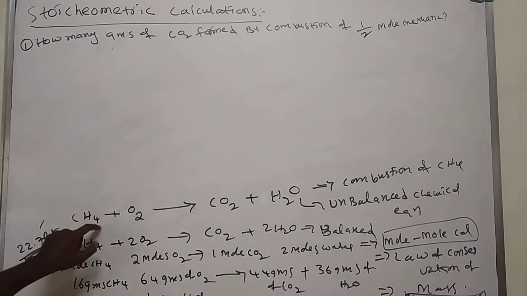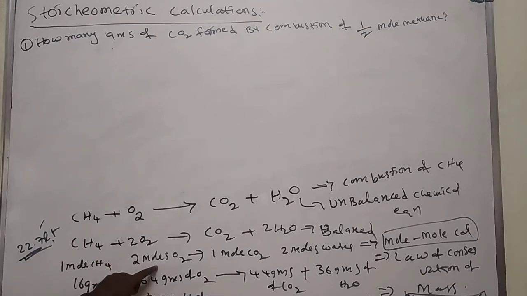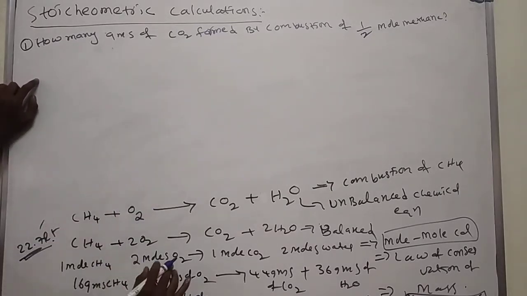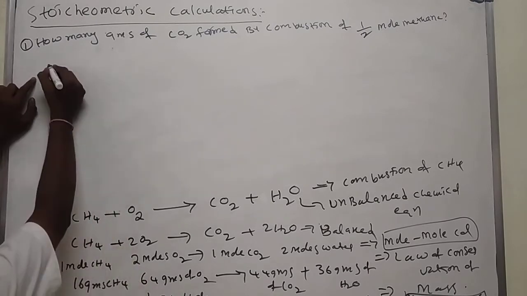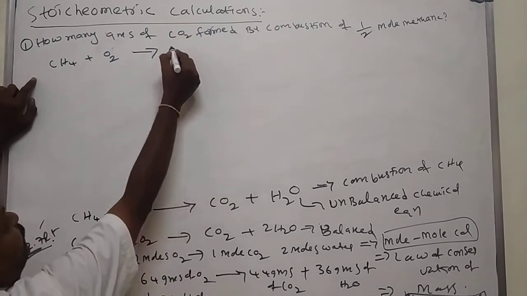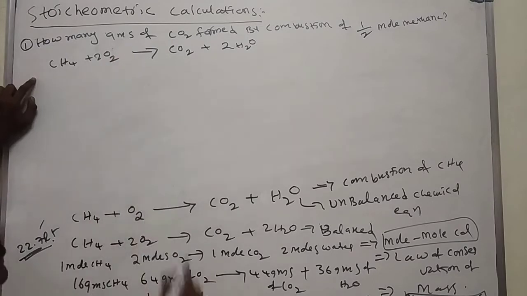What is the reaction? This is the balanced chemical equation. 1 mole of methane reacts with 2 moles of oxygen, forms 44 grams of carbon dioxide. I need not write the reaction now, otherwise I write CH4 plus 2O2 forms CO2 plus 2H2O. This is the balanced chemical equation.